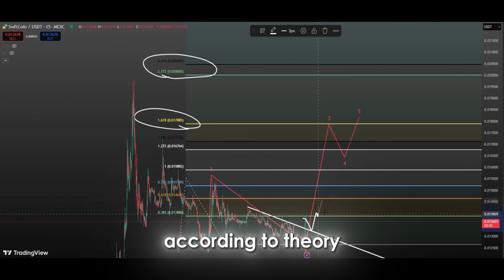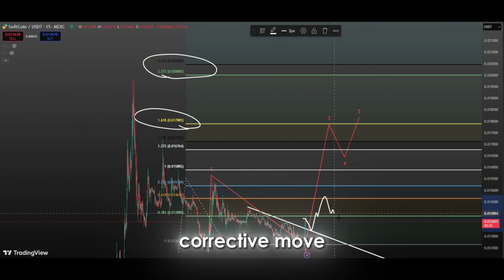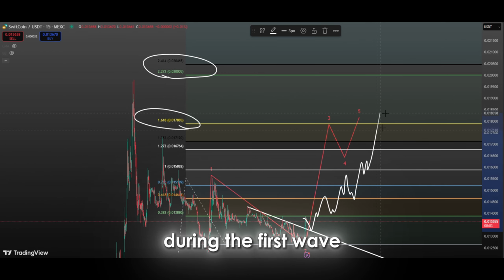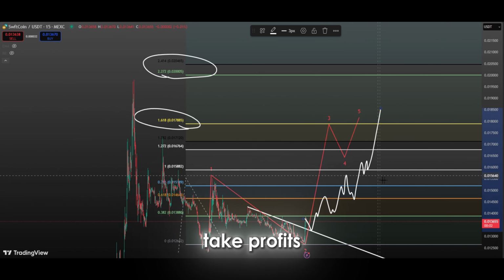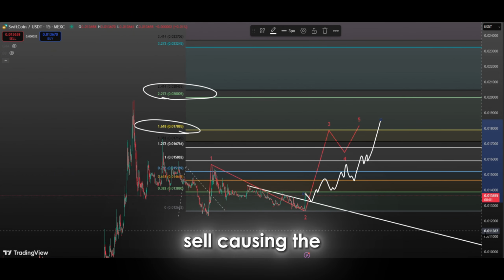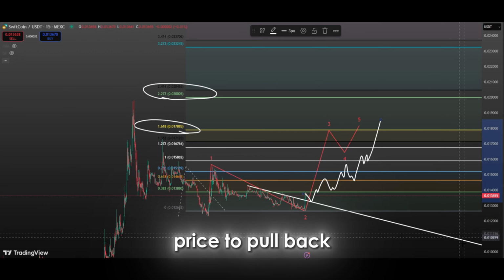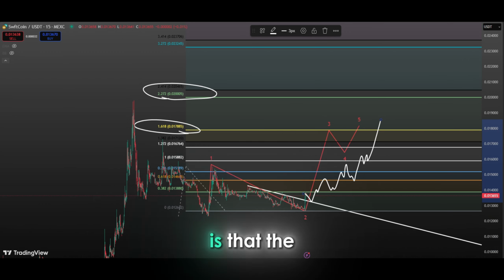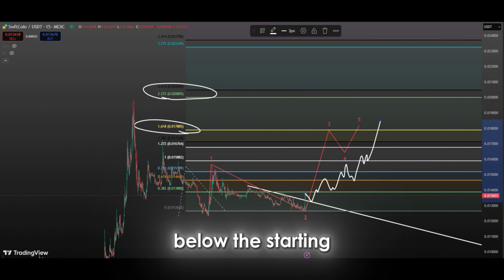The second wave, according to theory, is always a corrective move. At this stage, some of the investors who bought during the first wave may want to take profits, while others, skeptical of whether the rise is real, may choose to sell, causing the price to pull back. However, one of the core principles of Elliott wave theory is that the second wave should not fall below the starting point of the first wave. If this happens, the wave structure is considered invalid.